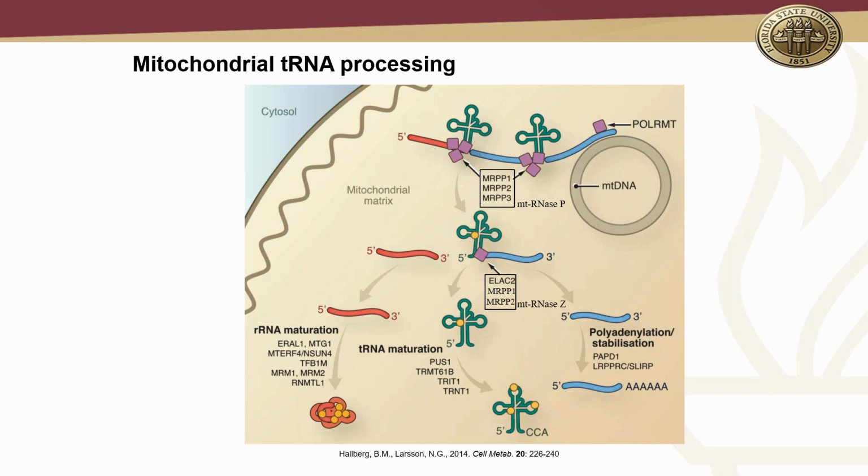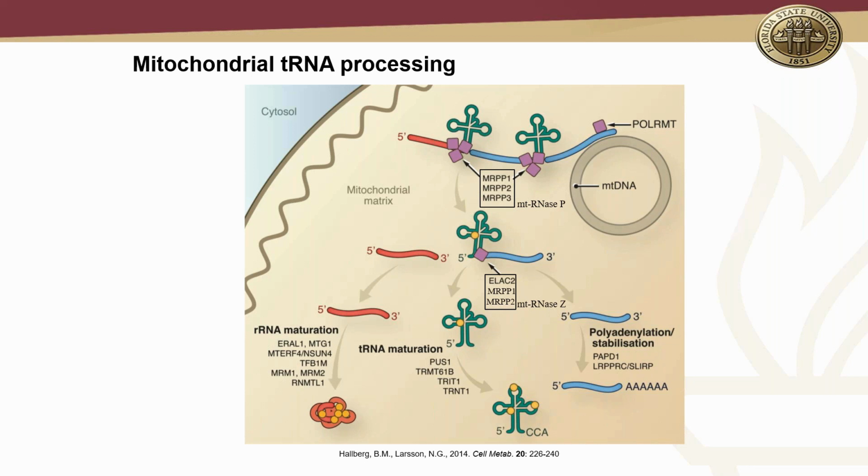In this slide, you can see a schematic representation of transcription within the human mitochondria. The human mitochondrial matrix contains several copies of mitochondrial DNA, and this mitochondrial DNA is a short, circular, double-stranded molecule of around 16.5 kilobases.